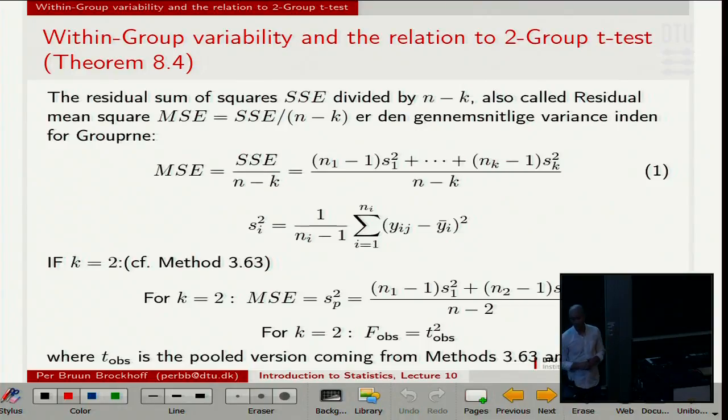Before the break, right? Back then we were taught to do a two-sample t-test by comparing two means with each other. Now I compare more than two means, and somehow these things ought to be related.